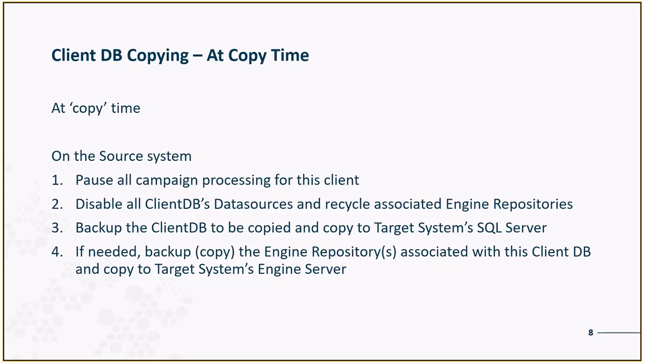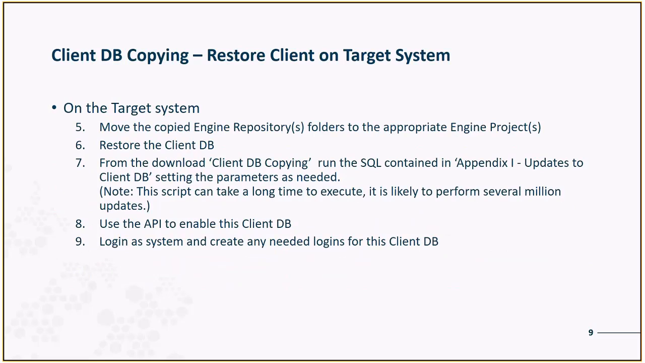At copy time, on the source system, pause all campaigns processing for this client. Disable all the client DB's data sources and recycle associated engine repositories. Back up the client DB being copied and copy the backup to the target system SQL Server. If needed, back up or copy the engine repositories associated with the client DB and copy them to the target system's engine server. And then on the target system, move the copied engine repository folders to the appropriate engine project or projects.